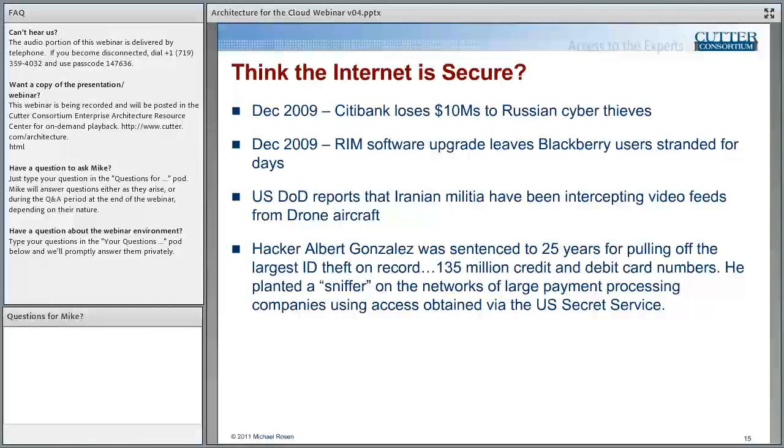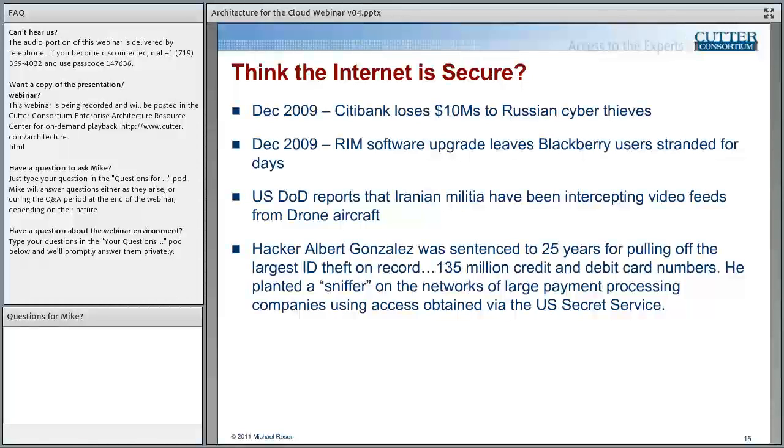What about security? You don't have to look too hard to find security incidents that have hit the internet. So these are from a year ago. Citibank loses $10 million to cyber thieves. RIM software upgrade leaves BlackBerry users stranded for days.